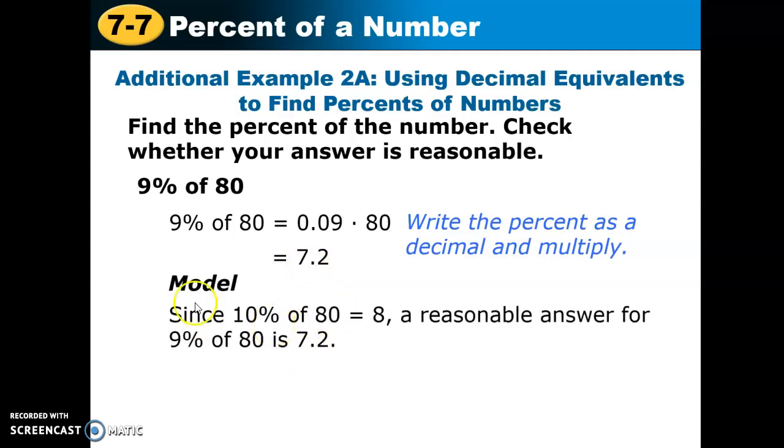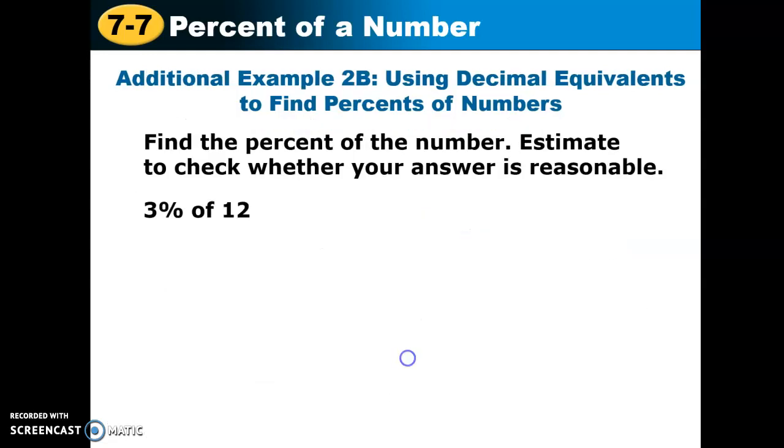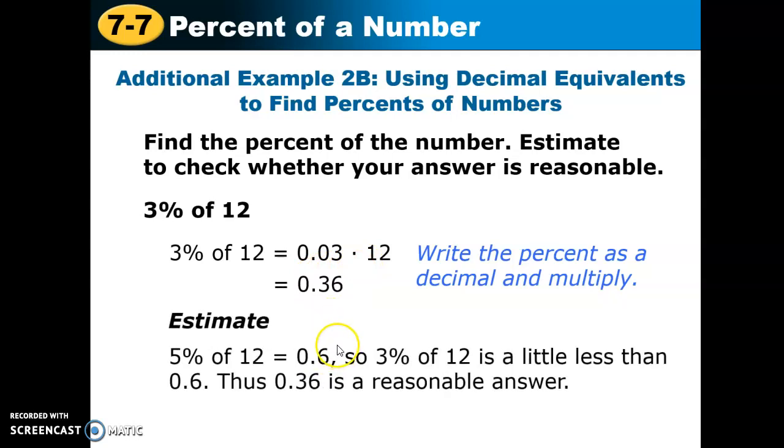So if we multiply those two numbers together, we get 7.2, and that's our answer. Okay, that does seem reasonable. You can do estimates. 10% of 80 is 8. So if you round that 9% up to 10%, you can always estimate just to make sure you're getting the right answer. Okay, 3% of 12. So 3%, we would change that to 0.03, multiply it by 12, and we would get 0.36. And again, that seems accurate.